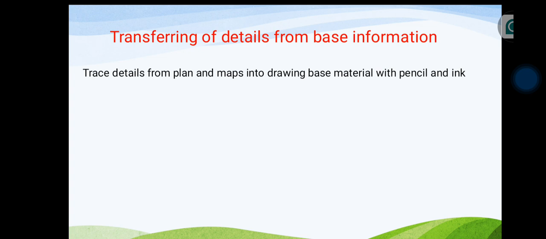So this is a practical aspect in which you need to practice. This aspect is the manual way of drawing your map with pens and ink.